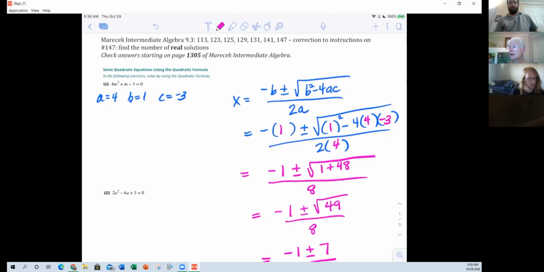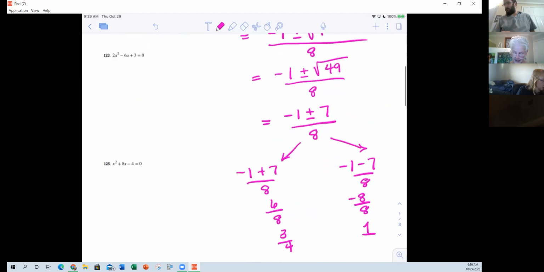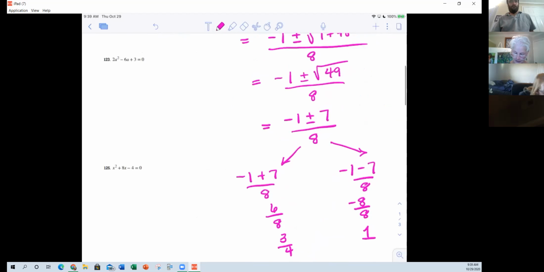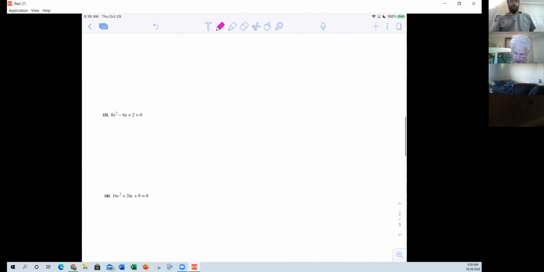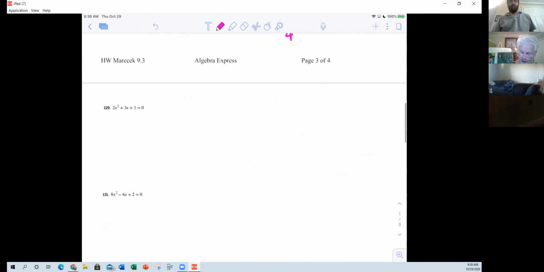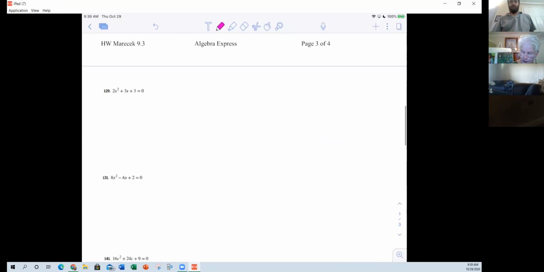Okay, so as you go through these, make sure you identify your A, B, and C, and then plug into the quadratic formula. Then let's see, the next set of exercises. Was there a different set of directions maybe? Okay, I'm going to make it a different set of directions if there wasn't. I want you to give me on 129, 131, and 141, I want you to give me approximate answers.